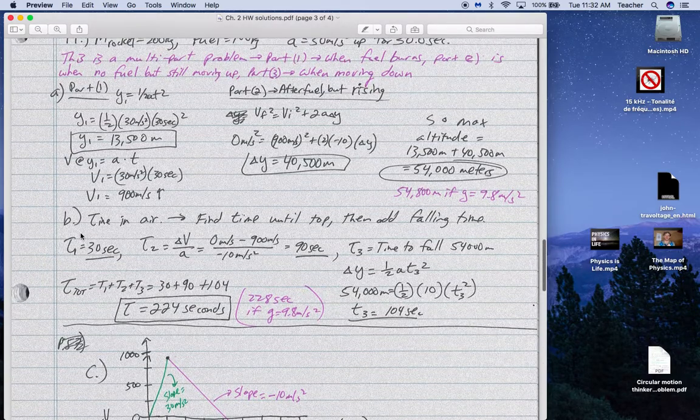The total time going with the rockets on was 30 seconds. Time to reach the top was, I believe, 90 seconds. And then the time to fall back down was 104 seconds.